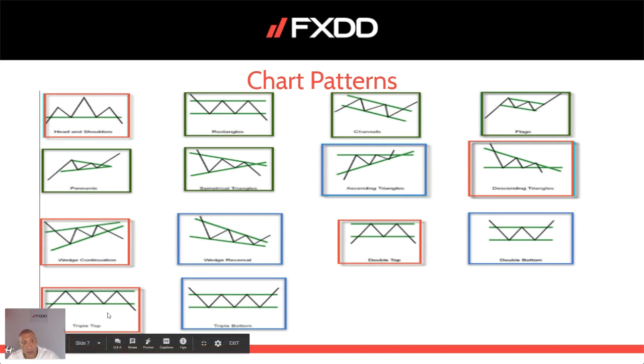Then we have another bearish chart pattern. It's called triple top. It's very similar to double top, but instead of double 1, 2, and 3, we have actually 1, 2, 3, 4. And again, point 1, okay, and point 3 here. When actually support is broken, we enter a trade.